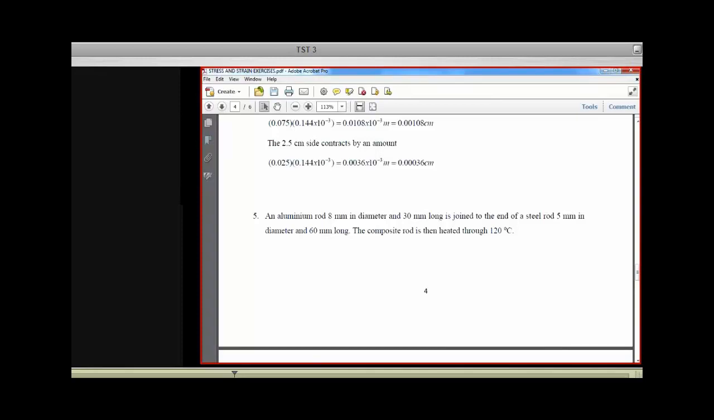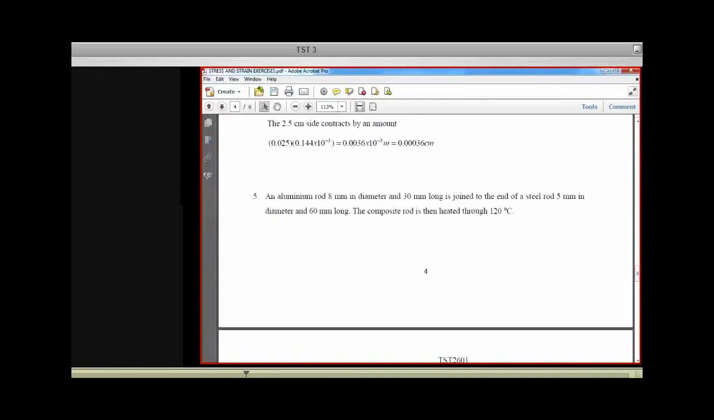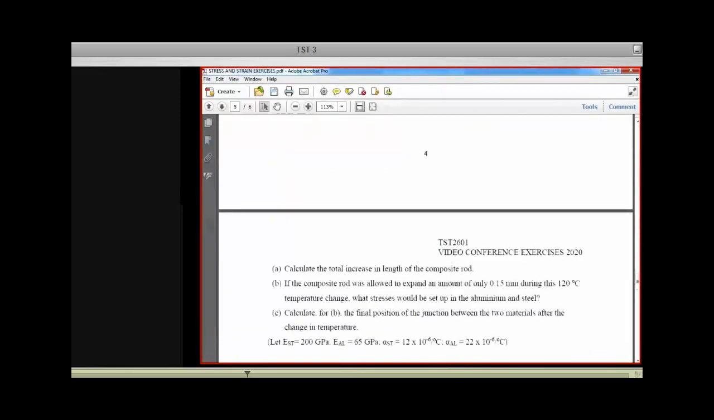An aluminum rod of 8 millimeter in diameter and 30 millimeter long is joined to the end of a steel rod 5 millimeter in diameter and 60 millimeter long. The composite rod is then heated through 120 degrees Celsius. Now we are expected to do the following calculation.